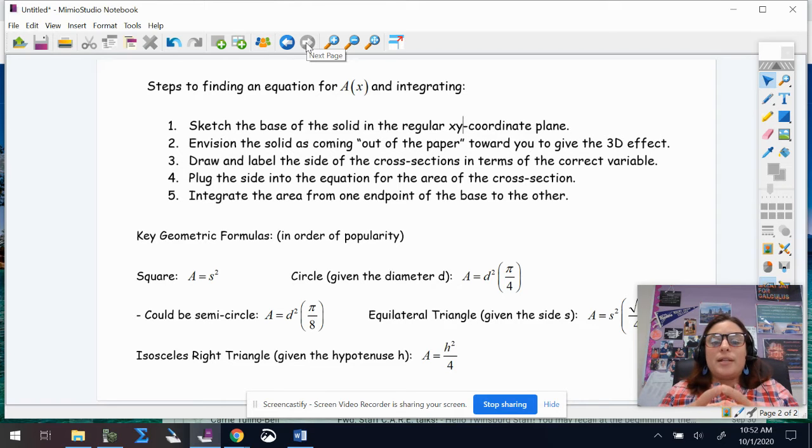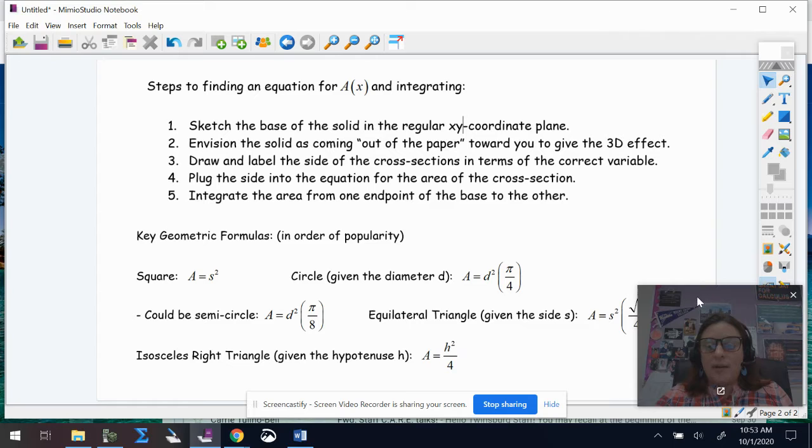Then you want to picture that solid as coming out of the paper, like it's giving you a 3D effect, which again, I've told you before, I'm not good at visualizing, but I think when you see some of the software ones, it makes life a little bit easier. On your picture, and your picture is just going to be a flat 2D picture, you're going to label one side of the shape that's coming out of the page. So it could be the side of the square or the side of your triangle, or it could be the diameter of your circle. Once we know that, we're going to put it into our area formula.